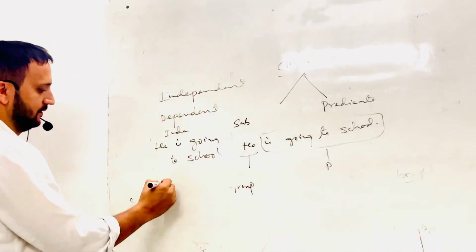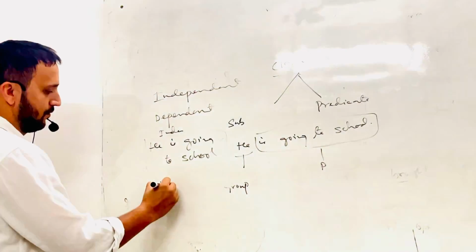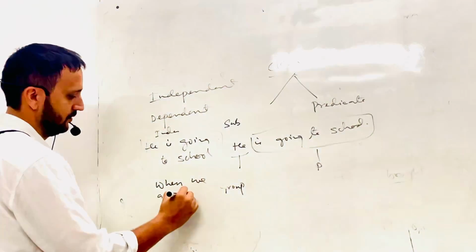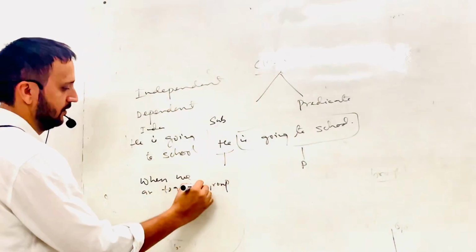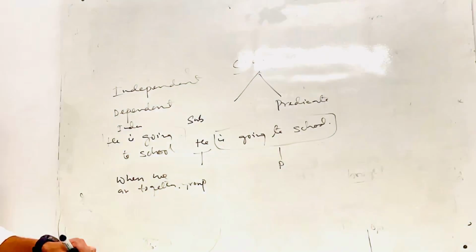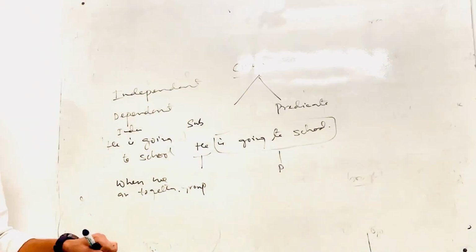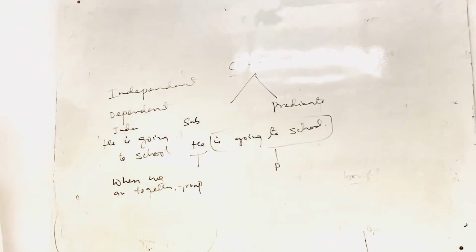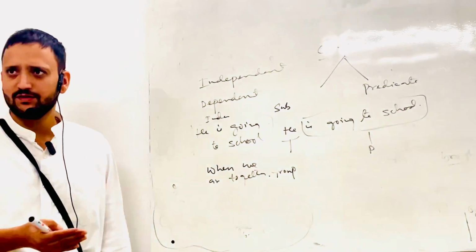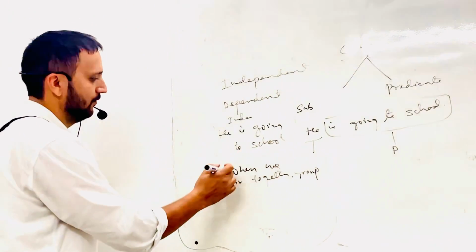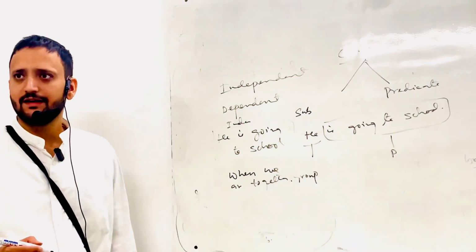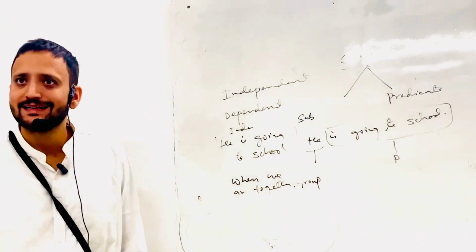So if I say, when we are together, does it make sense? Does it make any sense? It feels like it needs extra support from somebody to make it a proper sentence. So where we need extra support to make a proper meaning out of it, we call them dependent clause.